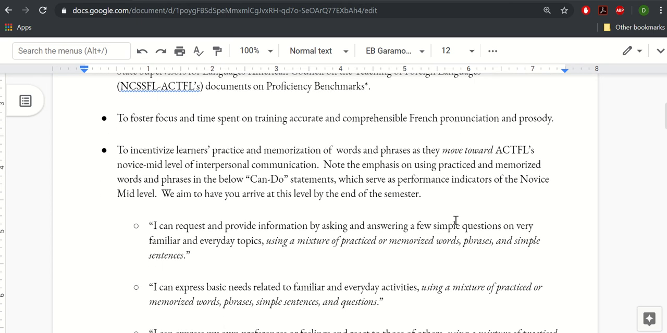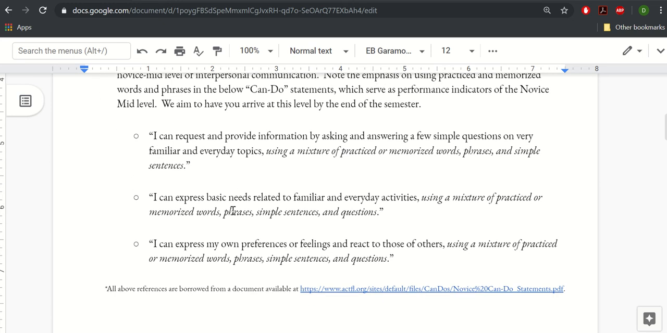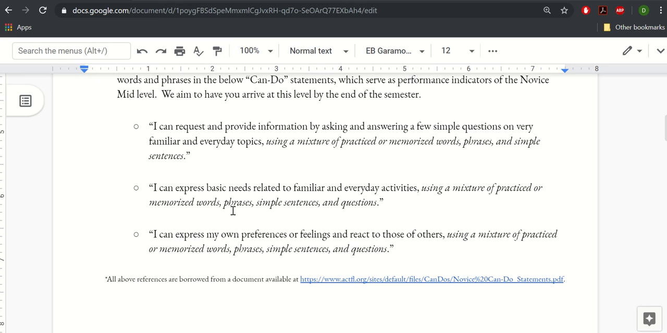I'm looking to incentivize your practice and especially your memorizations, because as you can see, here we're talking about the novice mid-level of language proficiency. This is our target level for the end of the semester. And as you can see in the can-do statements that we've talked about, for the novice mid-level, you see the repetition of this language here, using a mixture of practiced or memorized words, phrases, simple sentences, and questions. So at this level, memorization is really useful and important. Later, when you reach higher levels, you'll be able to form your own sentences more easily. But at this level, it's great to have as many memorized, ready-to-go words and phrases as you can that you can just plug in and deploy as you need to in the course of a conversation. So that's the idea behind assigning this.